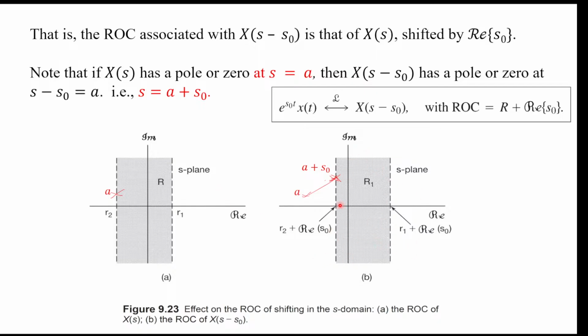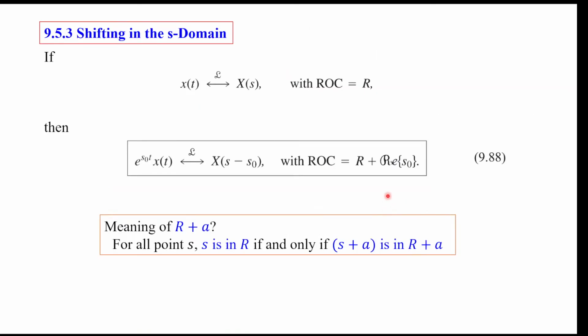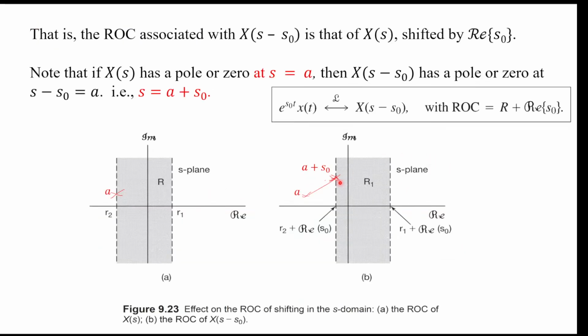For example, if this bound here was some point R2, it is shifted to R2 plus the real part of S0, and R1 is shifted to R1 plus the real part of S0. It's more like each point gets shifted by S0, but the boundary only cares about the real part. So that's the meaning of R shifting to R plus the real part of S0. Everything gets shifted by the real part of S0.